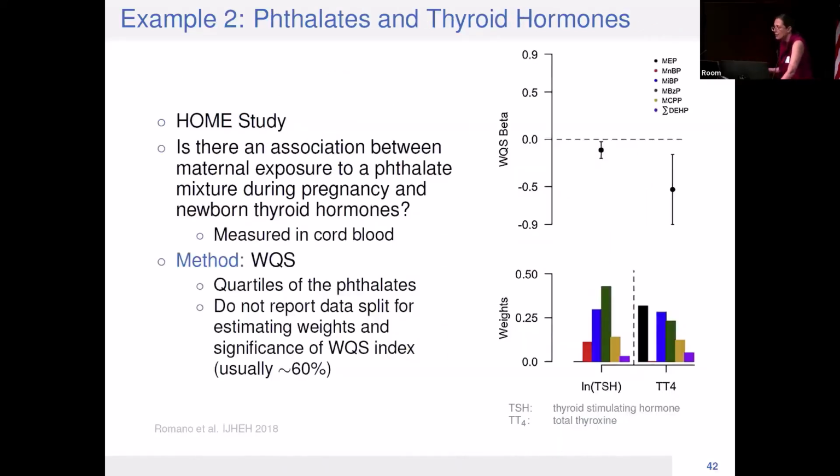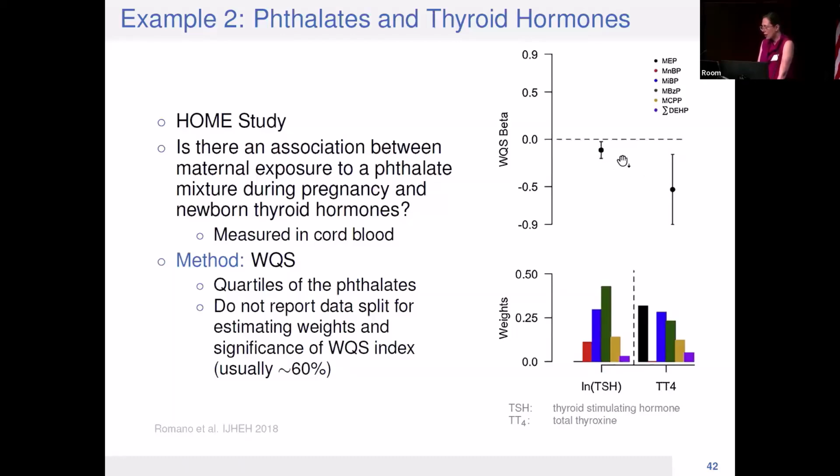Moving on to WQS. This is a study looking at phthalates and thyroid hormones in the HOME Study. This is a birth cohort. The question was, is there an association between maternal exposure to a phthalate mixture during pregnancy and newborn thyroid hormones? So they used quartiles of phthalates. WQS, Chris will talk a lot more about this later, breaks down training and testing, where you estimate the weights in one stage in some percentage of the data, and then the index effect in the rest. They don't say the split here. It's usually 60 to 40 or 80 to 20%.